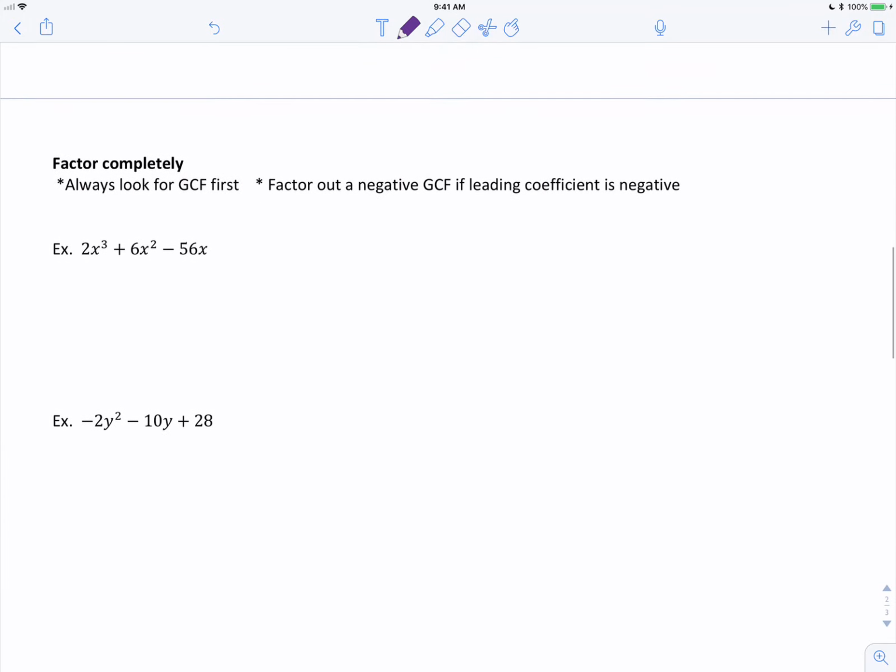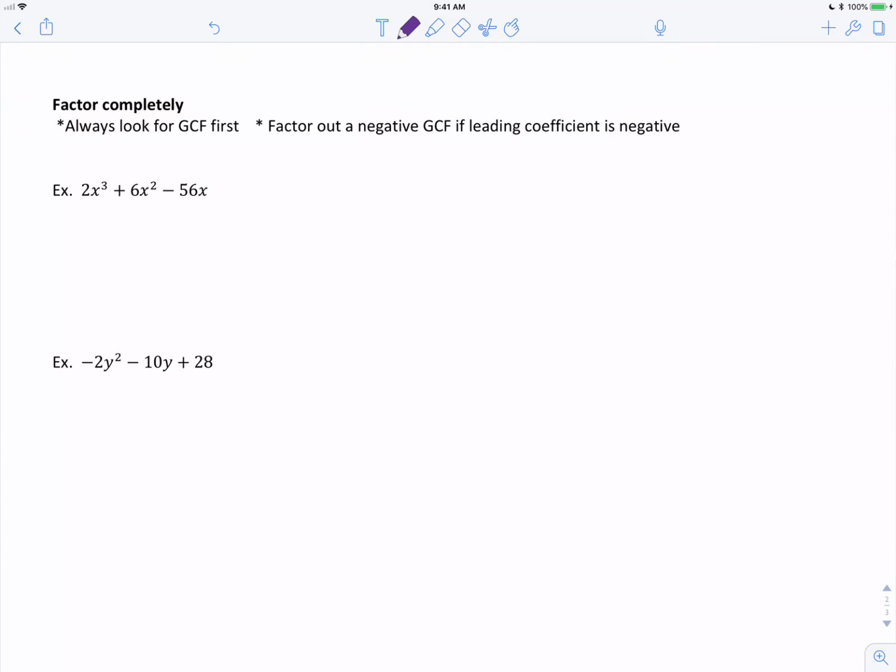All right, so when we are factoring, we need to make sure that we always look for a GCF first. And a lot of times a big hint will be when your instructions say to factor something completely. So if it says to factor completely, make sure you're always looking for a GCF. Not all the time, but a lot of times it will say that.